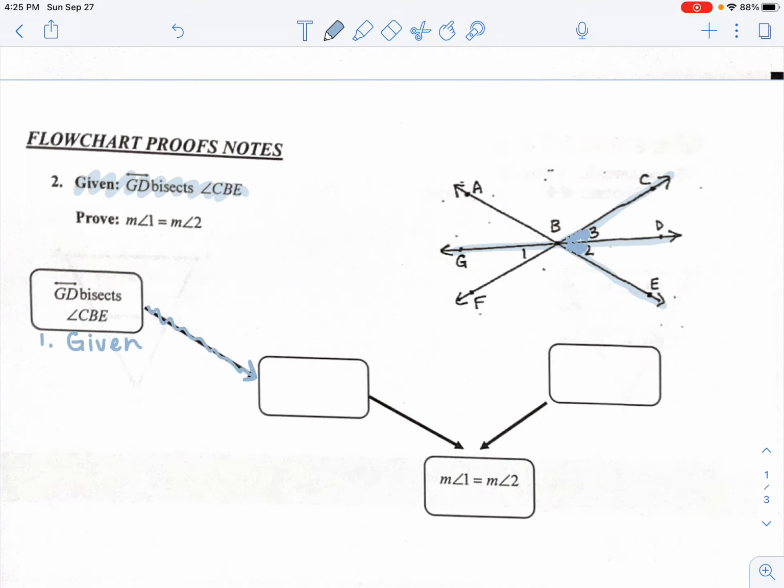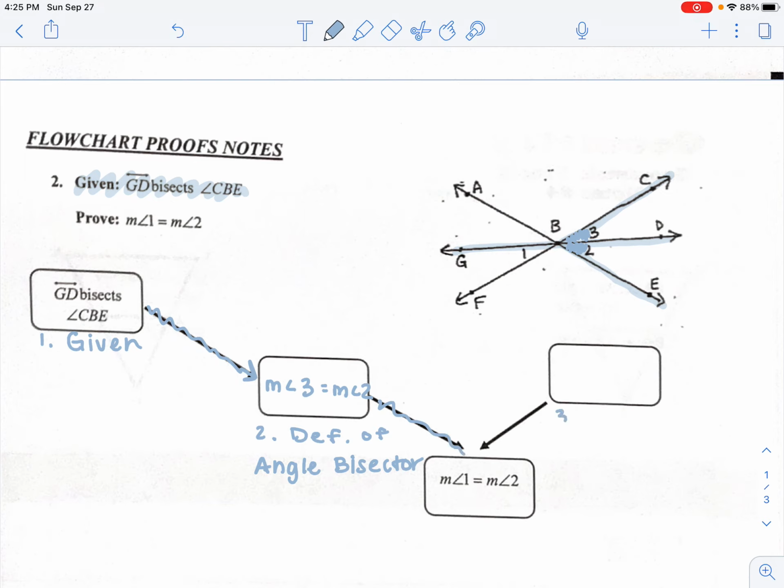So the next reason has to do something with that. So since they bisected, what did we now know then? Well, we knew that those 2 angles were equal. So the measurement of angle 3 equals the measurement of angle 2. And how I knew that is because of the definition of an angle bisector. We're going to follow the arrow again.